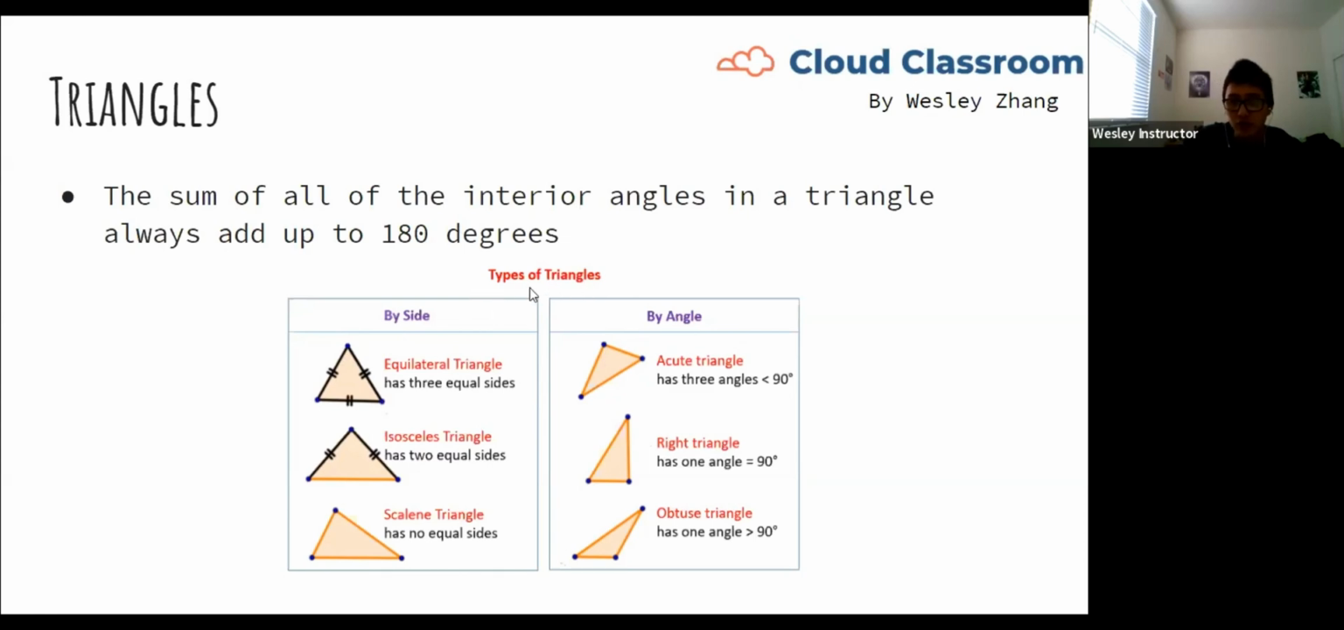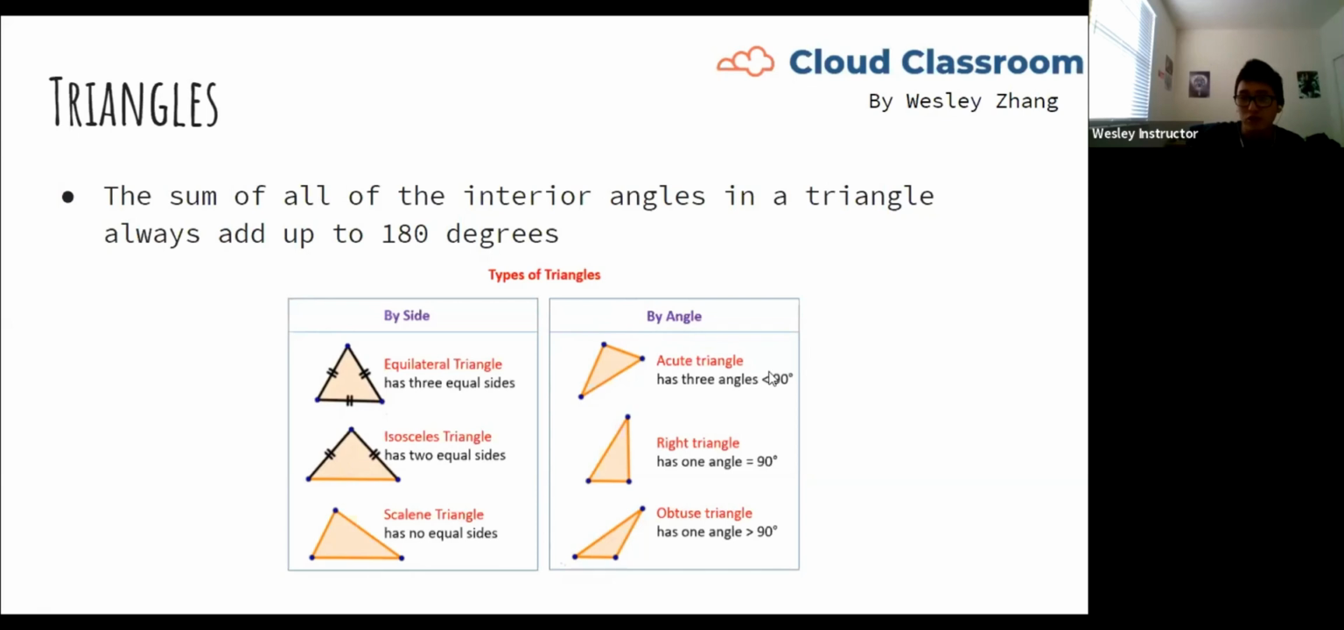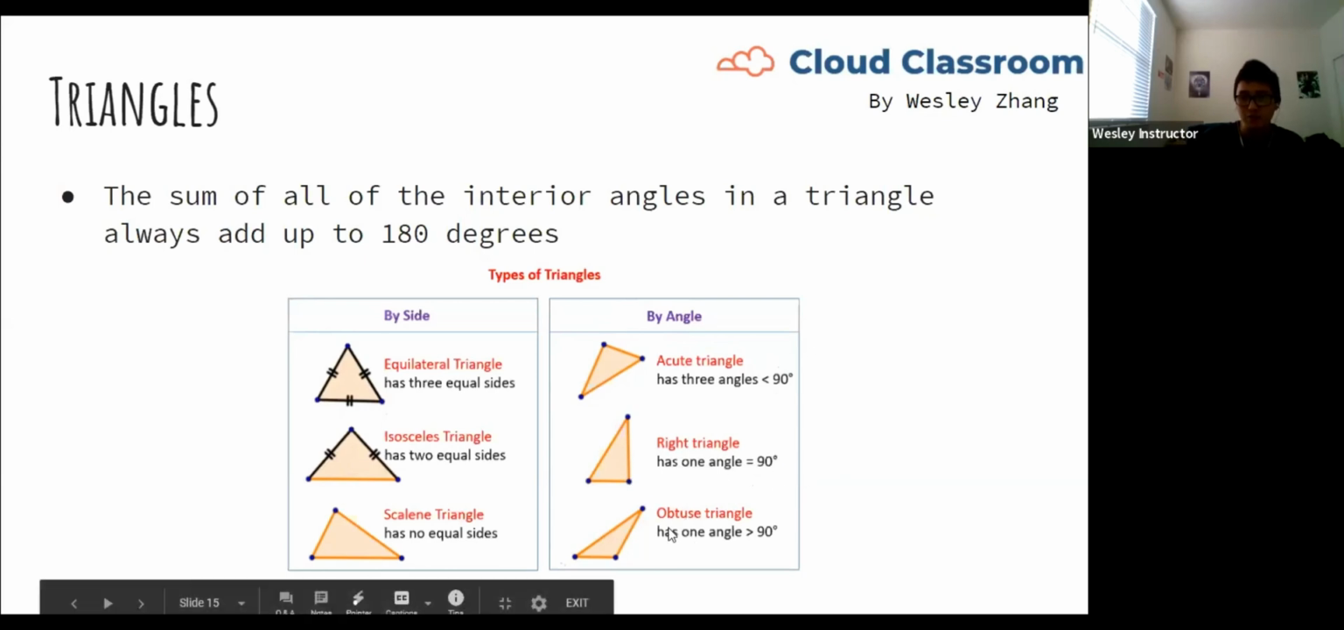And here are some types of triangles. Here are some triangles by side. You probably know these already: equilateral, isosceles, scalene. Equilateral, all sides are equal. Isosceles, two sides are equal. Scalene triangle, no sides are equal. And here are triangles by angle. An acute triangle has three angles less than 90 degrees. A right triangle has one angle that is exactly 90 degrees, or one right angle. And an obtuse triangle has one angle that is greater than 90.